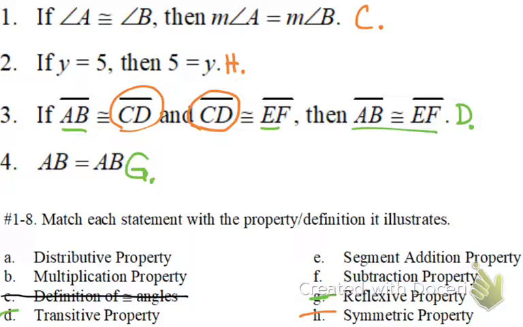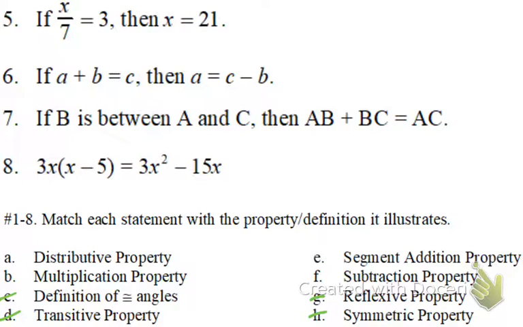All right, we've got a few more of these. X divided by 7 equals 3, then x equals 21. What we would have to do here is multiply both sides by 7, and it's the multiplication property of equality that allows us to do that.